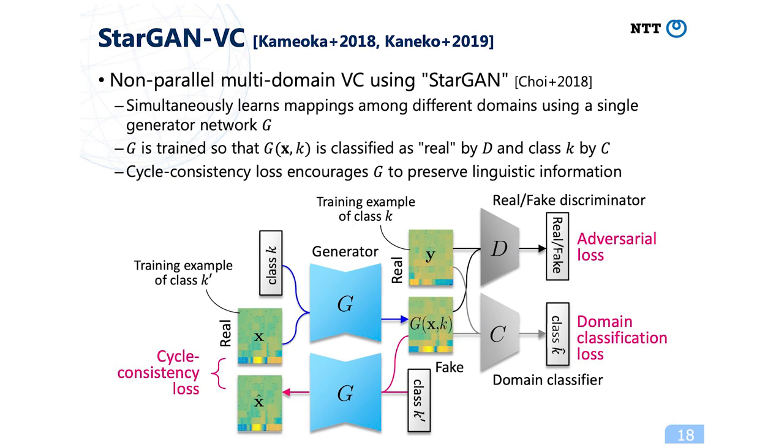So we introduce another classifier called the domain classifier, which checks whether the input appropriately belongs to class K. So G is trained so that the output G(x, K) is classified as real by the discriminator D and as class K by the domain classifier C. And we also use the cycle consistency loss to encourage G to preserve the linguistic information of the input speech.